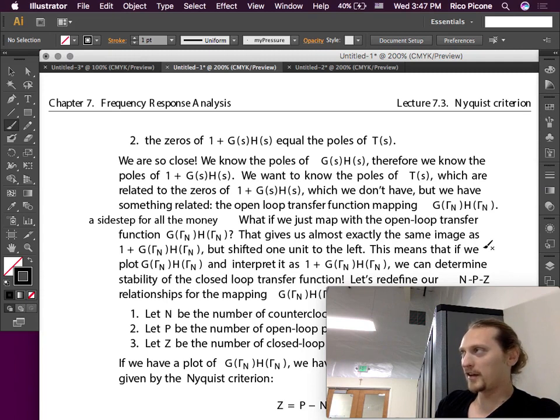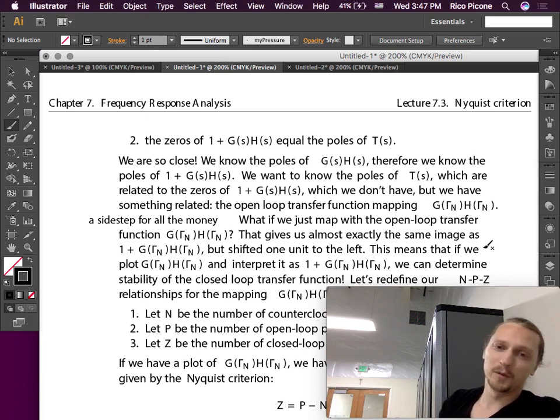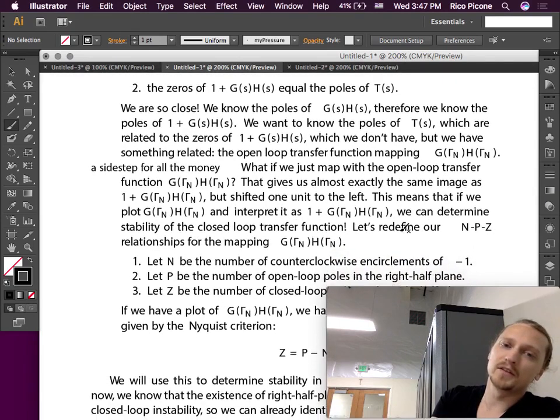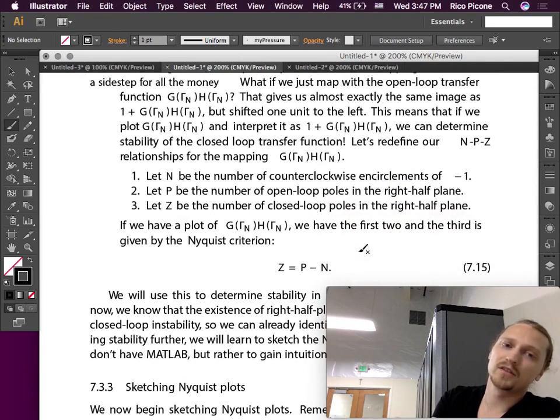The Nyquist plot is going to be giving us information about the number of zeros of 1 plus GH that show up in the right half plane, okay? And we'll see how we can understand that in a second. Let's redefine our NPZ relationship for the mapping GH.